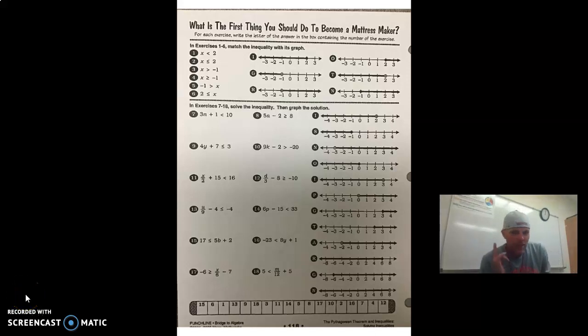Okay, this is your assignment for inequalities, solving inequalities. So it's going to take all of it. It's going to take the solving of the inequality and the graphing of the inequality and put it together.